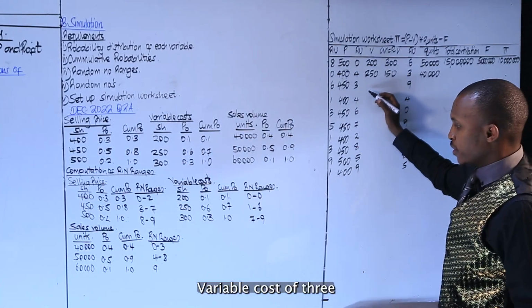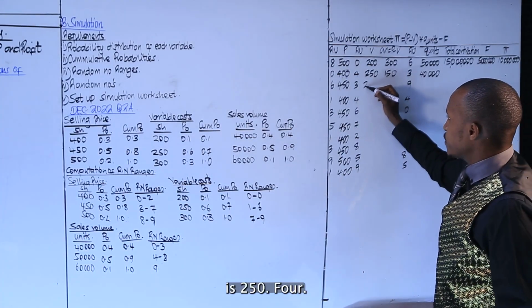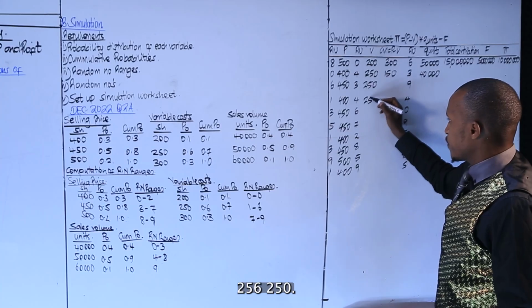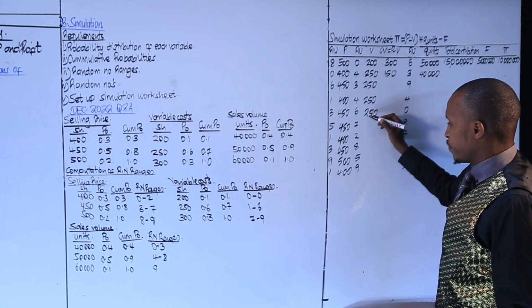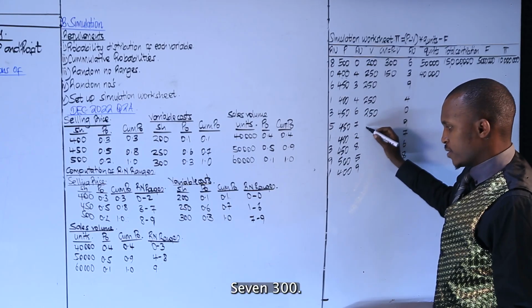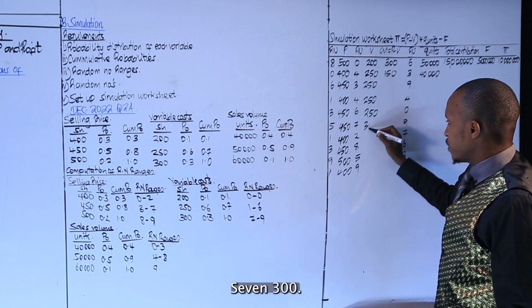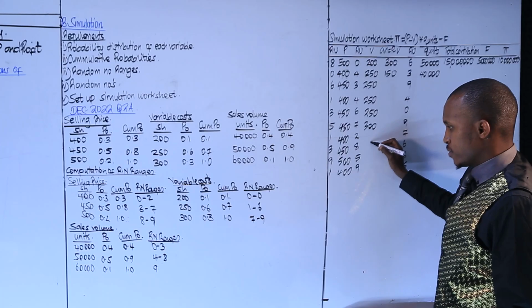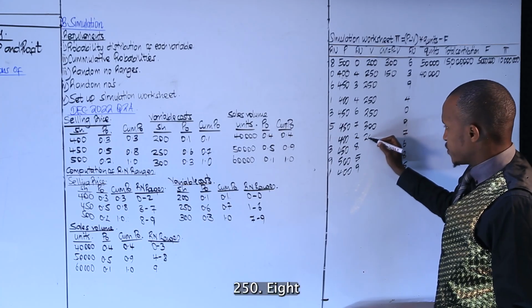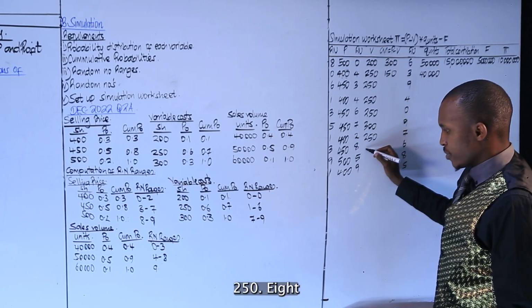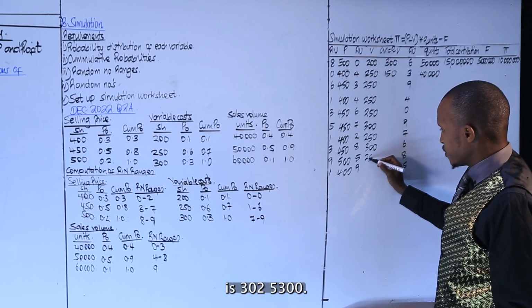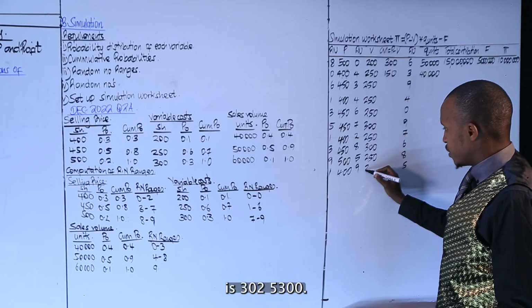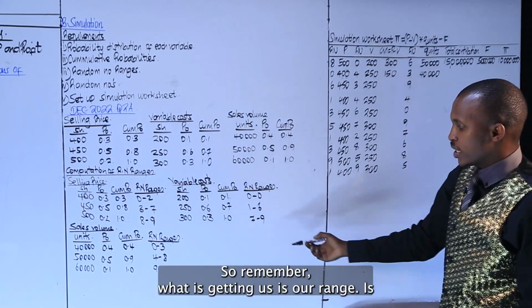Variable cost of 3 is 250. 4 is 250. 6 is 250. 7 is 300. 250. 8 is 300. 250. 300. So remember, what is guiding us is our ranges.